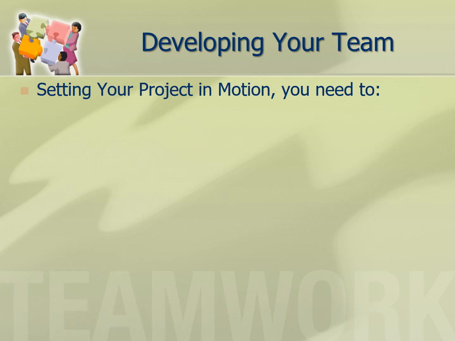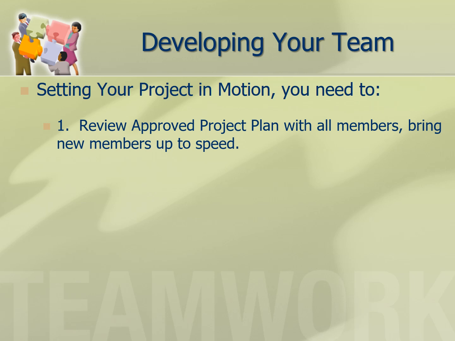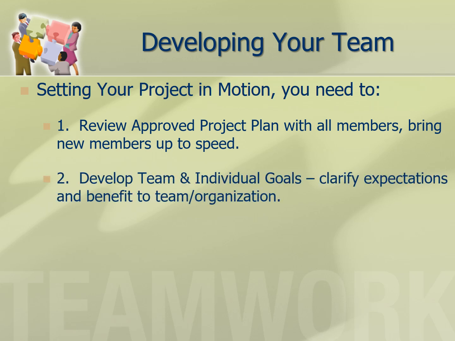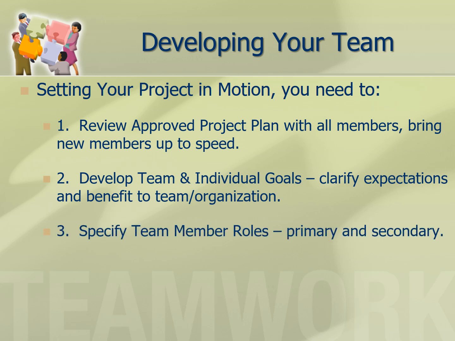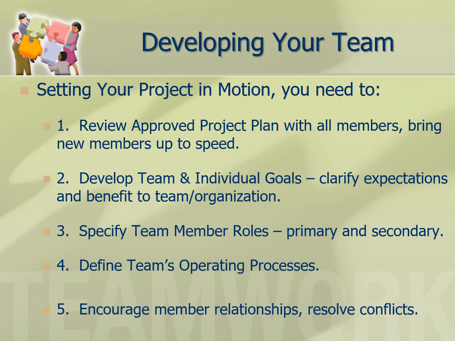So setting your project in motion, what you need to do is review the approved project plan with all your members and bring any new members up to speed so that everybody is clear about the project. Develop team and individual goals. Clarify the expectations and the benefit to both the team and the organization. Specify what the team member roles are, both primary and any secondary roles you wish them to take. Define the team's operating processes and encourage member relationships and make sure you resolve conflicts.